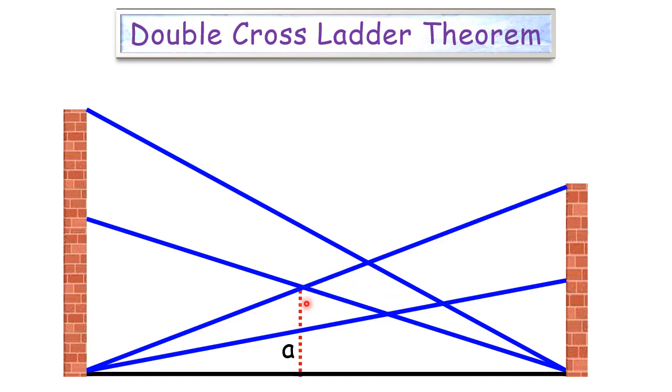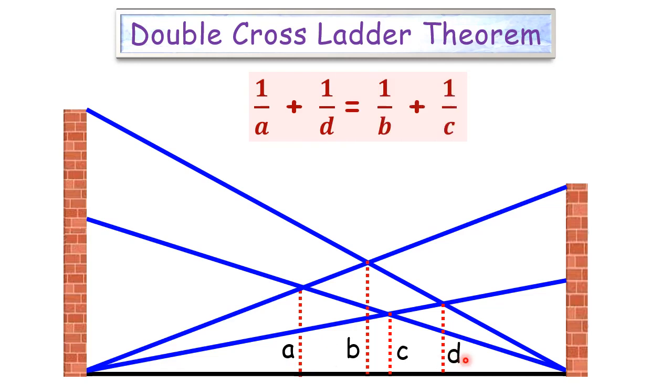Let's assume the height of these points as A, B, C and D. Now irrespective of the length of the ladders, what height they are touching the wall, and the length of the alleyway, the double cross ladder theorem says that 1 upon A plus 1 upon D will always be equal to 1 upon B plus 1 upon C.